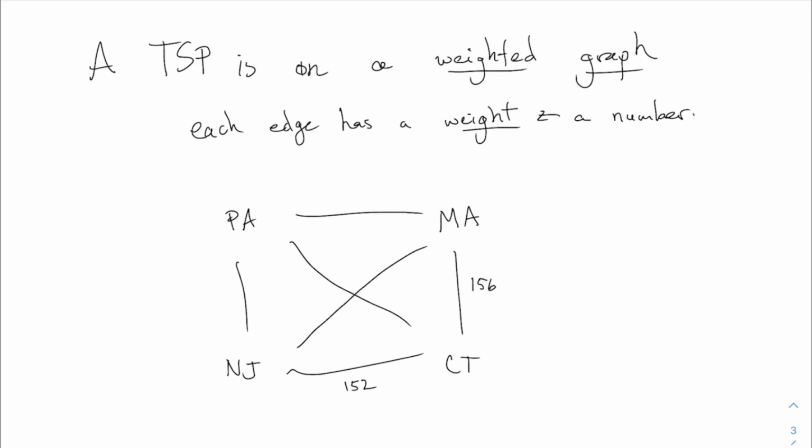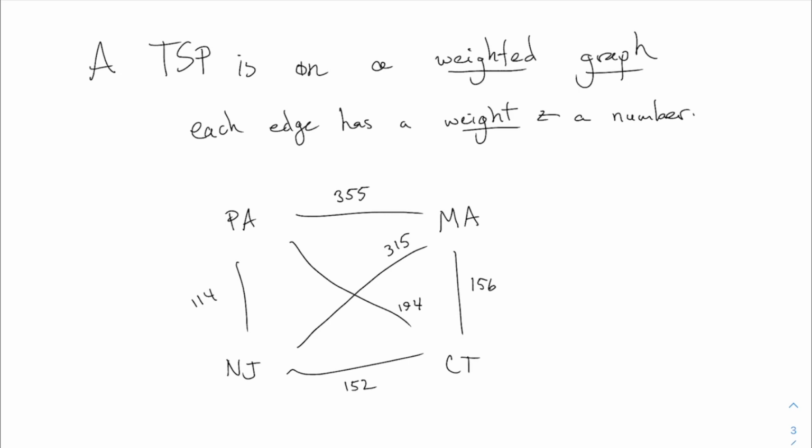Across the top, PA to MA is 355. That's a long one. PA to New Jersey on the side here is 114. And then I have 2 across the middle. The New Jersey to Massachusetts is 315. And the PA to Connecticut is 194.